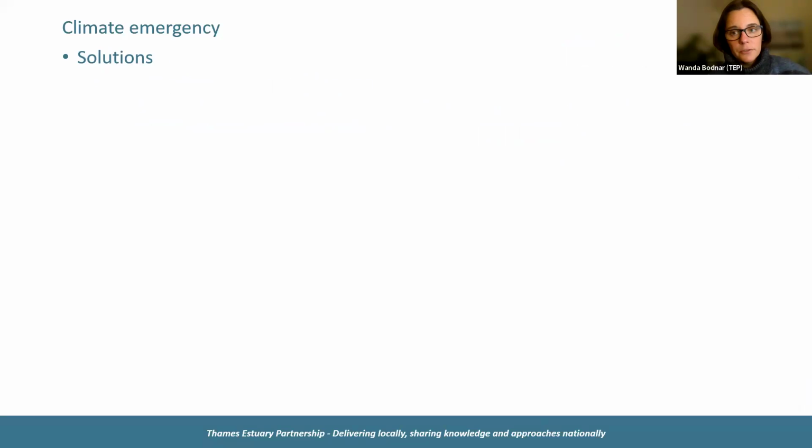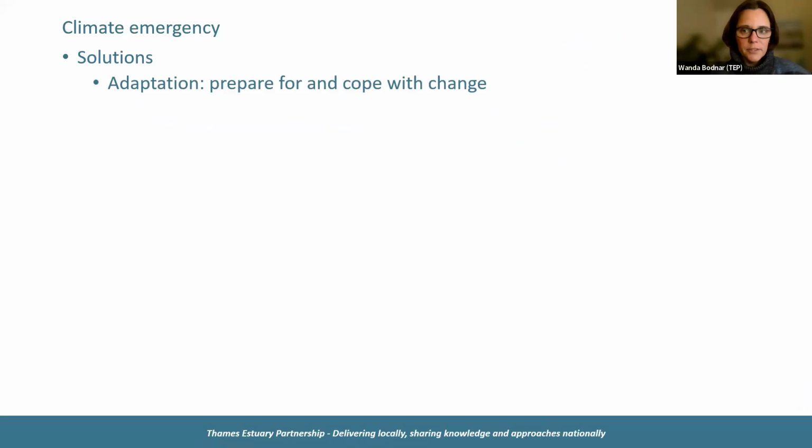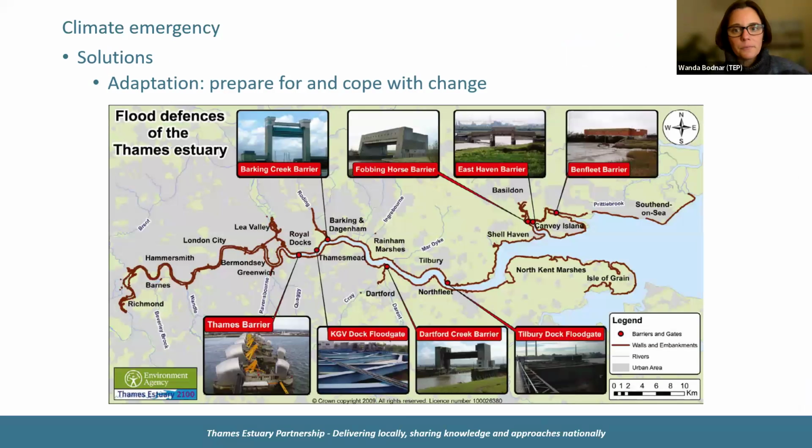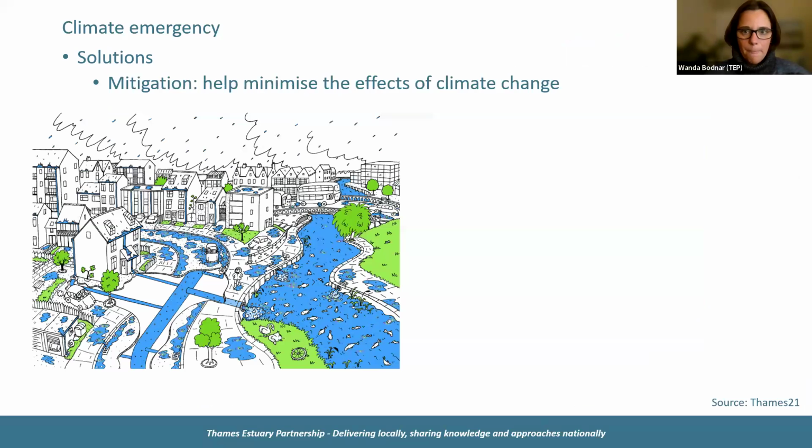And in terms of solutions, because there are solutions, there are two ways in which measures can be put in place. One is adaptation, when we prepare and cope with the change. And in this case, the example is sea level rise. For this, flood defenses are being put in place, being maintained, and being repaired within the Thames Estuary area. And the other type of measure is mitigation, when we help minimize the effects of climate change.